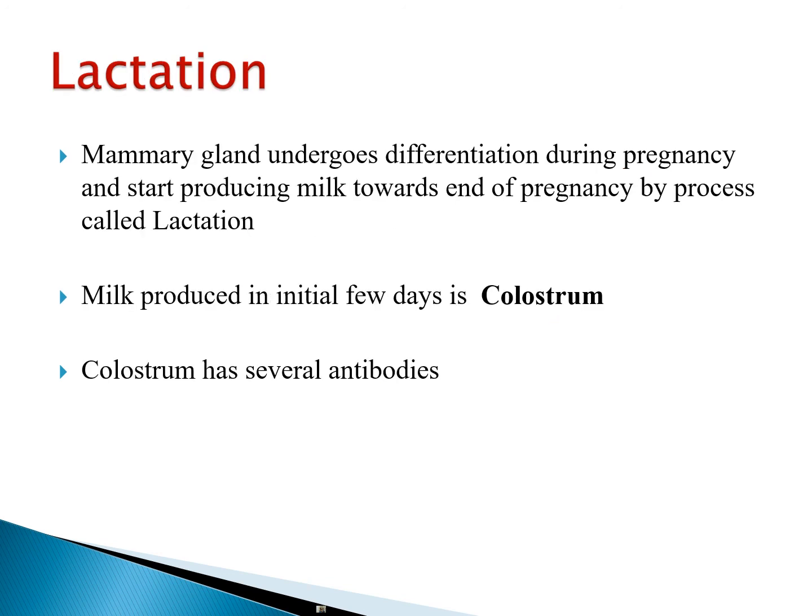Next topic is lactation. The mammary gland undergoes differentiation during pregnancy and starts producing milk. And we know that it is generated in the alveoli. This process of making milk is called lactation. The milk which is released after parturition in the initial few days is called colostrum. This colostrum has several antibodies, and these antibodies enter the baby and give immunity against many diseases.